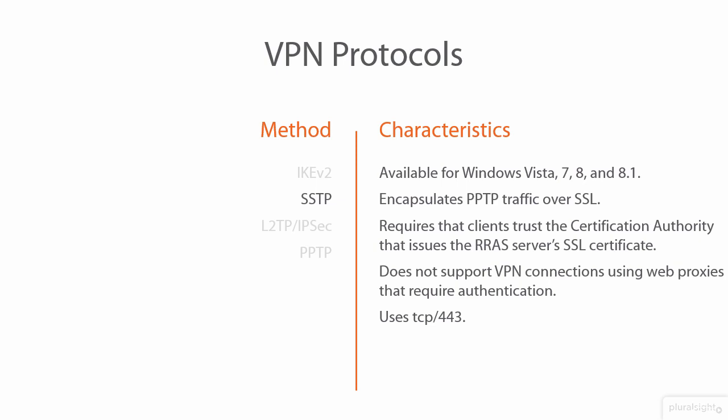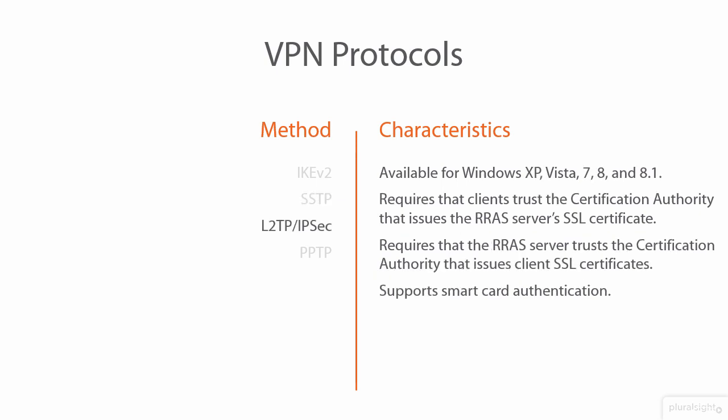But Sstp doesn't support any VPN connections that are using web proxies that require authentication. So you kind of get some benefits out of Sstp, particularly the port number that's used, but you also lose a couple of things as well in comparison with IKE v2. Now, an older protocol, but one that has been around for a really long period of time, is L2TP over IPsec, or the Layer 2 tunneling protocol over IP security. Now, L2TP over IPsec is available for Windows XP for Windows Vista 7, 8, and 8.1. So it's been around for a very long time. And in fact, a lot of environments still use L2TP over IPsec today.